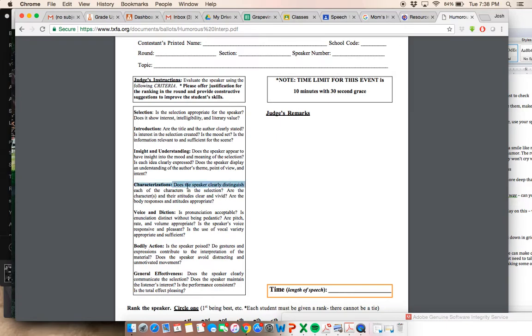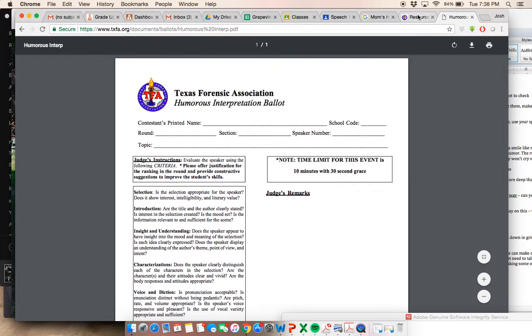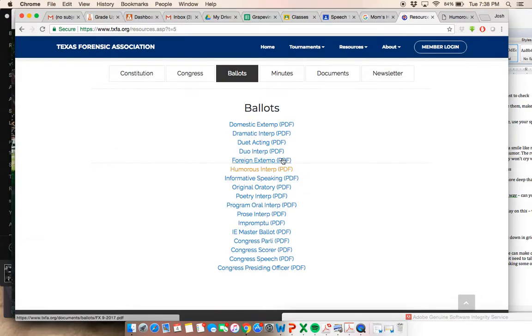You're going to see a lot of characters in HI. Do they distinguish each character both physically and vocally? Can you hear them? Bodily action, right? Is the speaker poised? Does it make sense what they're doing? Unmotivated movement's a huge one, right? Are they motivating each movement, or are they just haphazardly moving around? So this is HI. It should be humorous in nature.